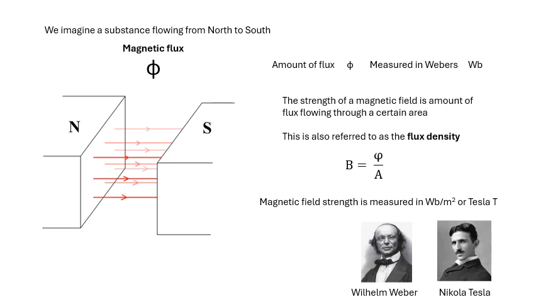And magnetic field strength is flux density. So magnetic field strength is measured in Webers per meter squared, or Tesla. There's Wilhelm Weber, and then this guy on the bottom right, Nikola Tesla, one of the cleverest blokes who ever lived. And magnetic field strength, you can measure it in Webers per meter squared, or Tesla, or something else we'll see very shortly. B equals phi over A.